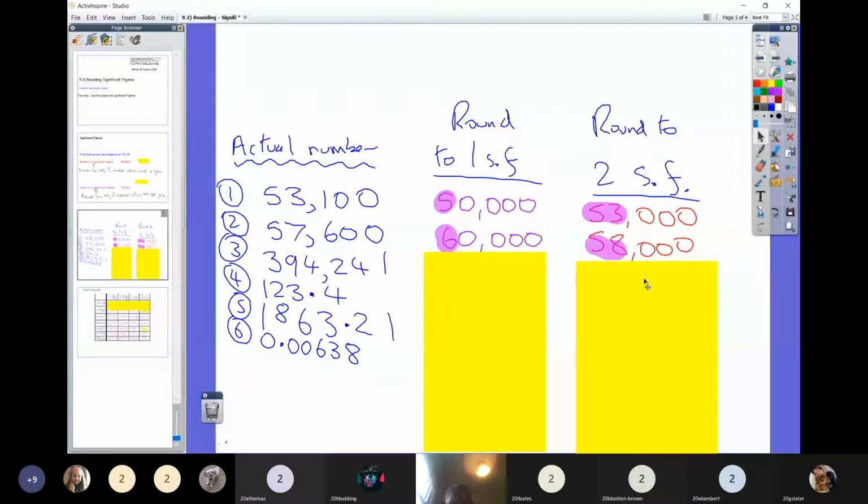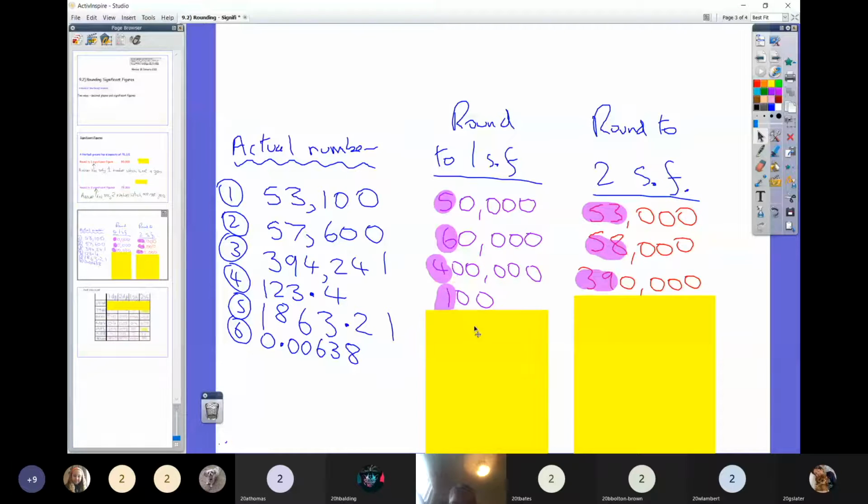And then the third one, 394,241. That's going to be 400,000 to one significant figure, but 390,000 to two significant figures. Okay, now 123.4, that's going to be 100 to one significant figure. No need for the decimal. And 120 to two significant figures.